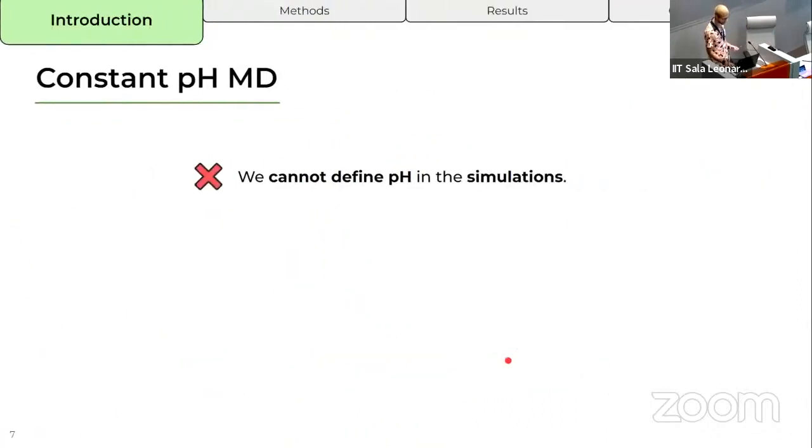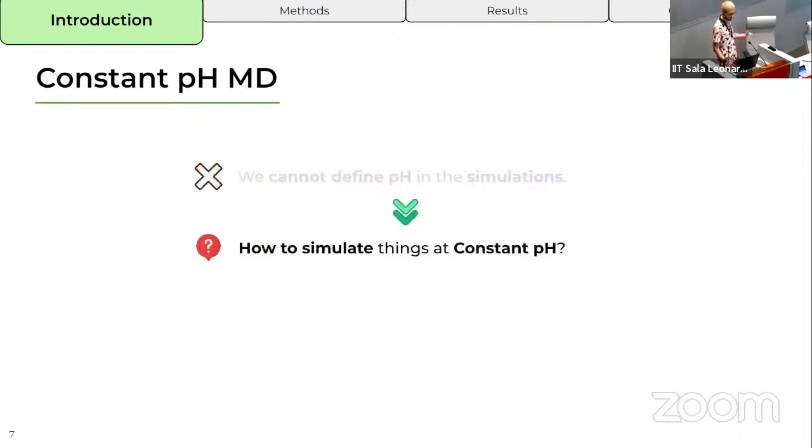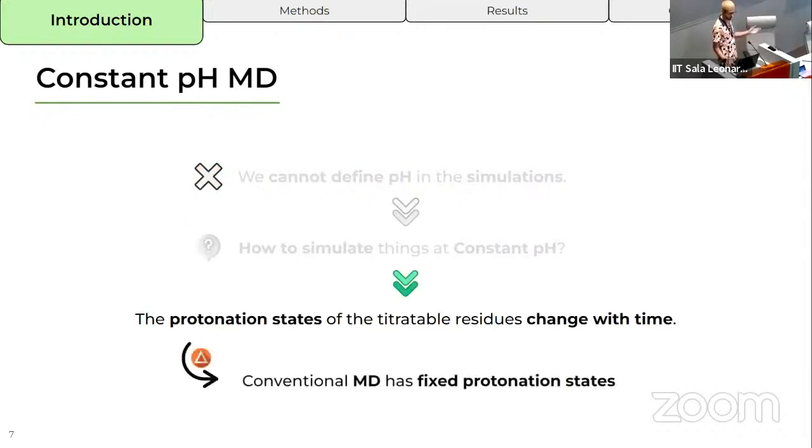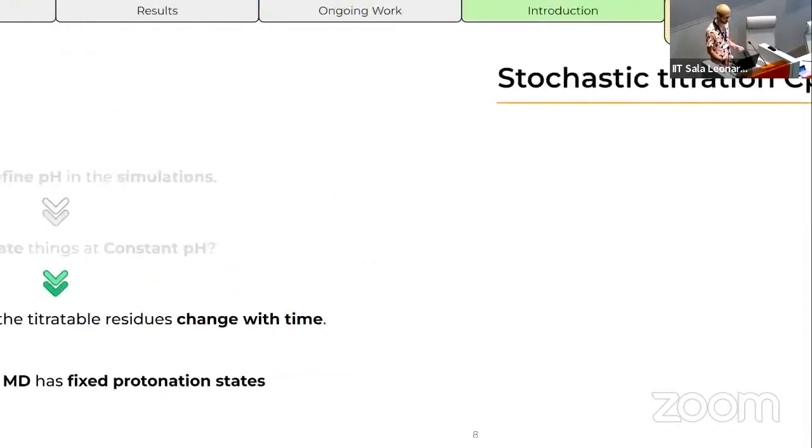There is a small caveat to all of this, which is that we cannot define pH in the simulations normally. It's not a parameter that we usually use like temperature. So how do we simulate things at constant pH? We have the protonation states changing with time. This is the main difference to conventional MD, which has fixed protonation states, which are predicted at the beginning and are kept constant throughout our simulations.